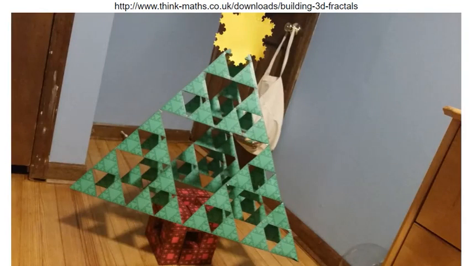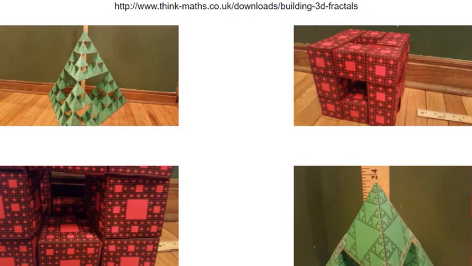I made all of these 3 different fractals with glue, scissors, and a lot of patience. So first I made the Menger Sponge. Then I made the Sierpinski Triangle. After that I made the Koch Snowflake.